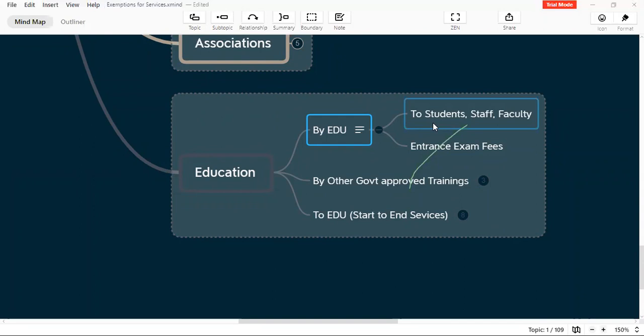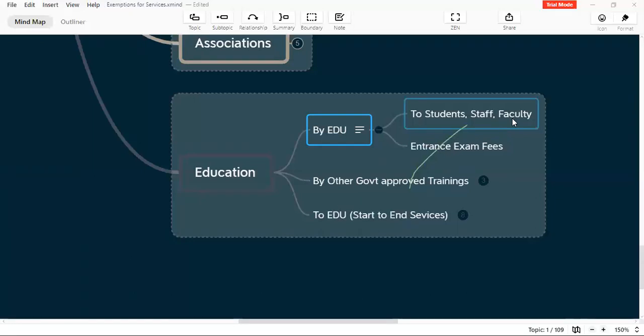Whatever fees are collected for any service provided to students, staff, faculty are exempt. It's quite clear. Let's be very clear: they never said only tuition services or education services are covered. They said any service provided by an education institution to its students, staff, and faculty is exempt. That means, let's say for the student to reach the school, what is the first thing they will do? In fact, nowadays a lot of schools also provide food. That is also exempt, because that's also a service provided to a student.